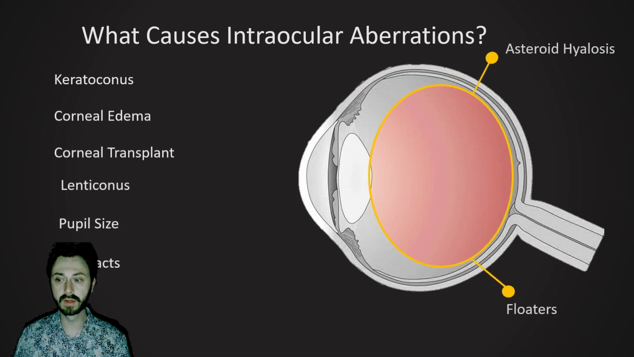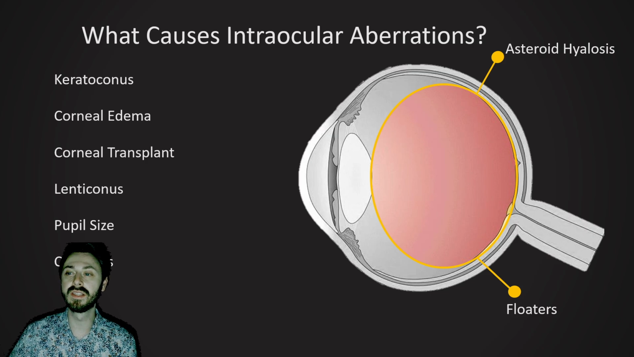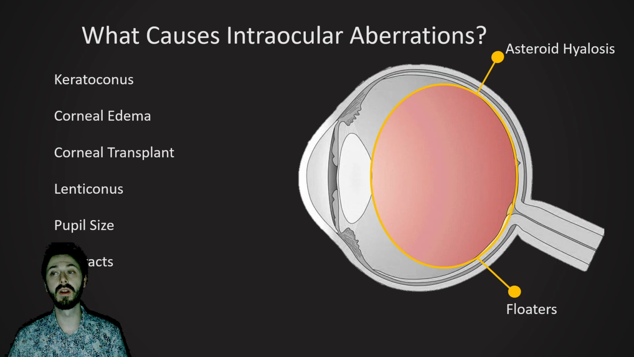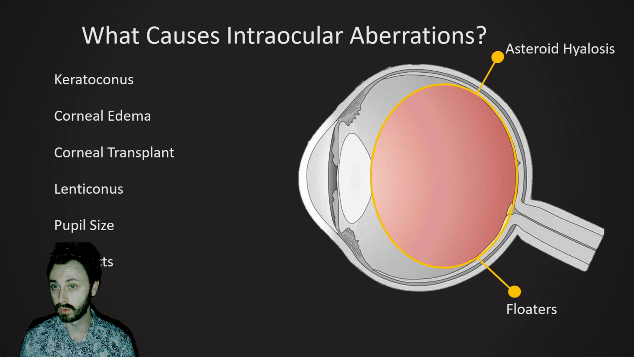A little bit further back, we have things like floaters, which make a little bit more sense than asteroid hyalosis. Floaters being that translucent structure, it makes sense why they might bend light. But asteroid hyalosis, many of us learn that patients are often asymptomatic. But the literature shows that asteroid hyalosis can actually be a cause of elevated higher order aberrations.